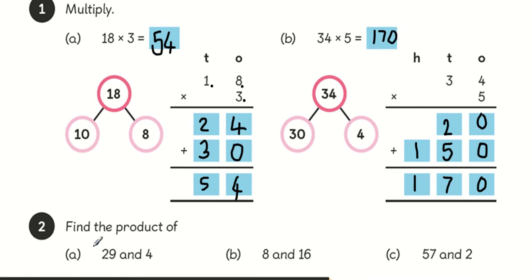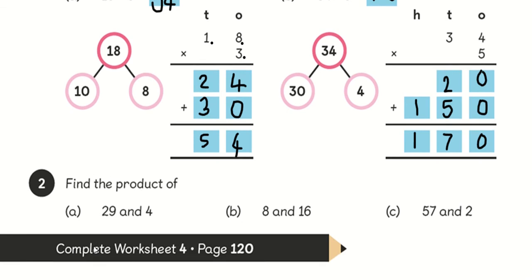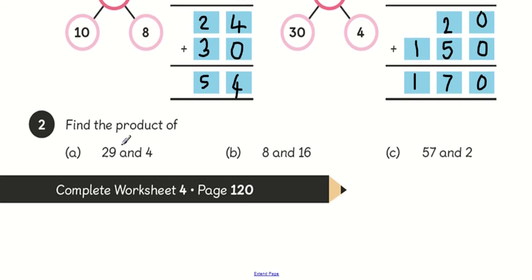Okay, these questions then, find the product of 29 and 4. I'm going to come down here and draw out my column. So I'm going to do 29 and 4. If you need to partition 29 out to help you, that's fine. I'm going to start by multiplying the ones. 4 times 9, I know that that is 36. So I'm going to write it in. Then I multiply the tens. 4 times 20, I know that that is 80.